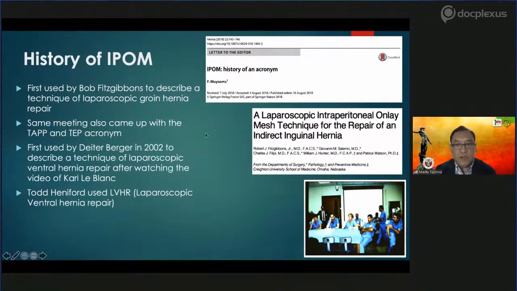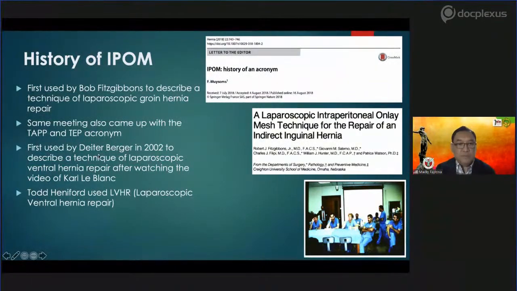So this was brought about in this meeting. This is an investigators meeting looking at laparoscopic groin hernia repair, and this is also where the terms TAPP and TEP were coined. So what about IPOM as the term for ventral hernia?